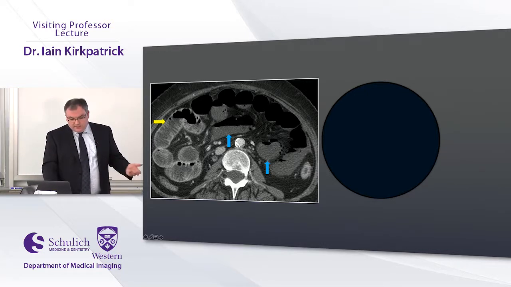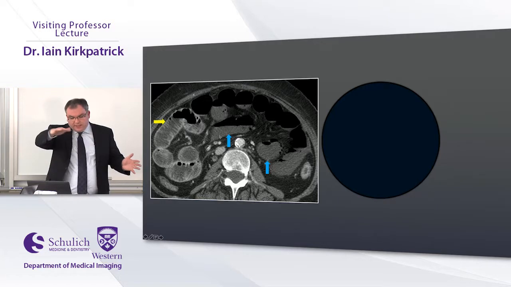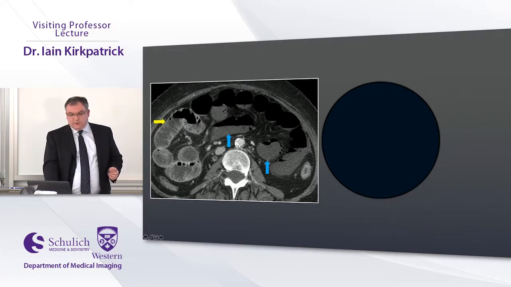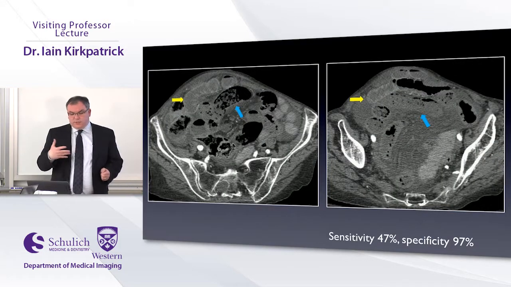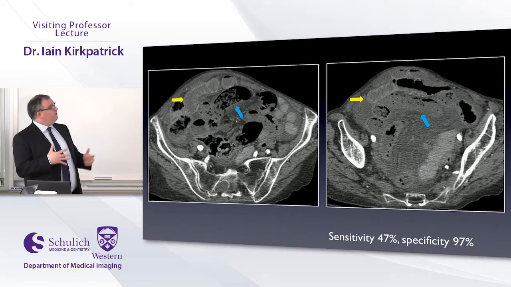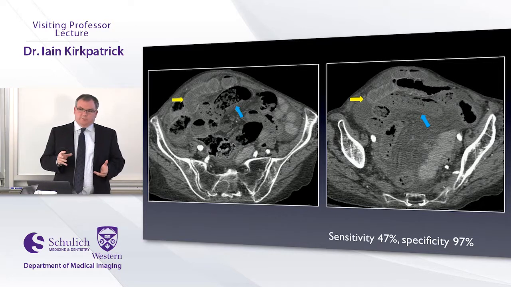So here you can see that we have some normal loops on the right shown by the yellow arrow. And then in retrospect, you can go look at these ones, especially where you see them in length, and you can appreciate that the wall just is enhancing in the same way. But again, this can be a challenging diagnosis.